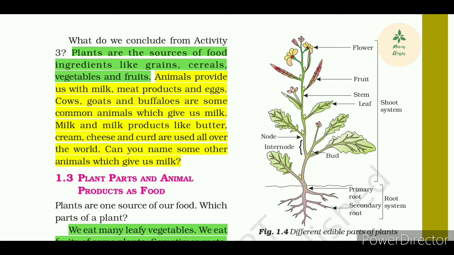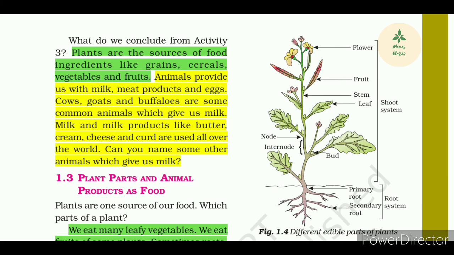Here is the important thing now. Plants are the source of food ingredients like grains, cereals, vegetables and fruits. We are now going to discuss plants and animals, what they provide. The second point: animals provide milk, meat products and eggs. Cows, goats and buffalo are some common animals which give us milk and milk products like butter, cream, cheese and curd all over the world.